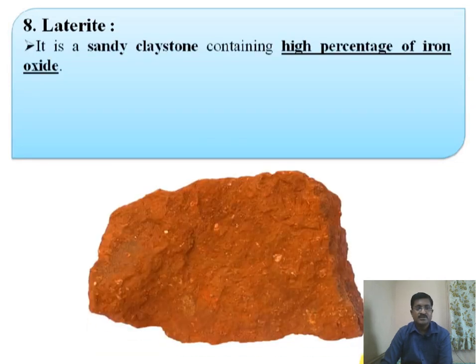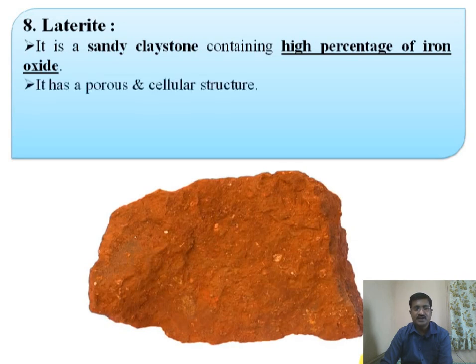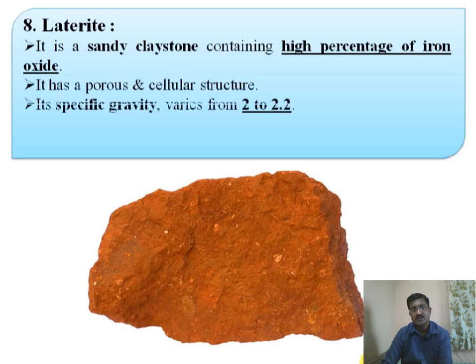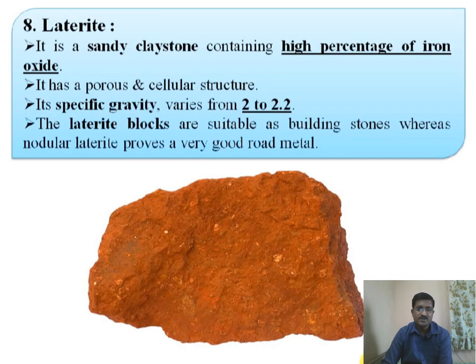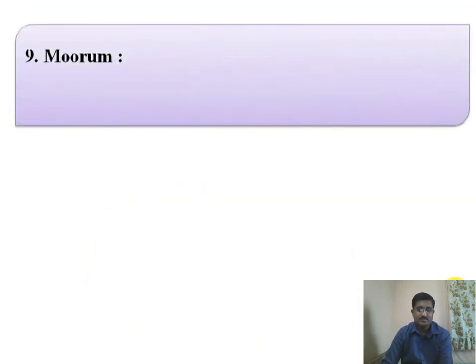Next one is laterite, which is a sandy clay stone containing a high percentage of iron oxide, and it has a porous and cellular structure, specific gravity 2.2, and suitable for building, whereas nodular laterite provides a very good crude metal. So laterite blocks are available.